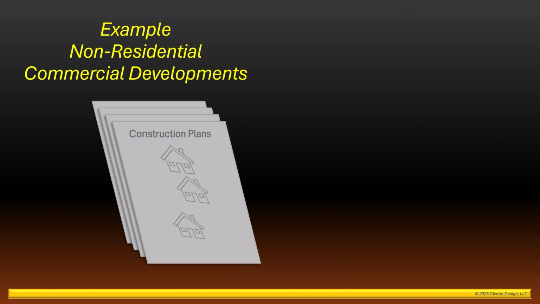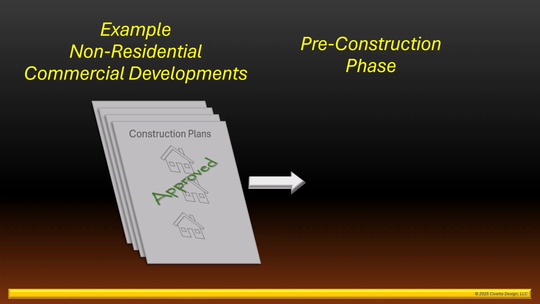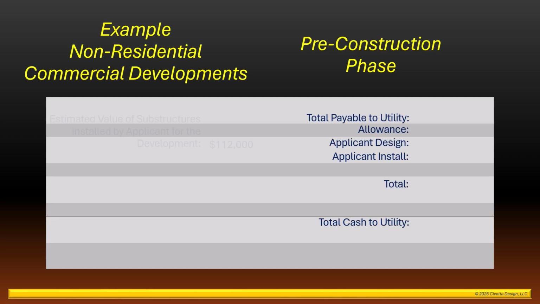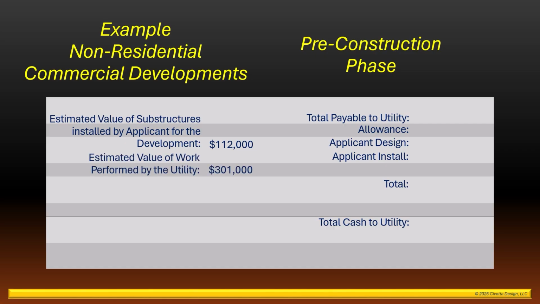Once the construction plans were completed and approved, the project advanced to the pre-construction phase. During this period of time, the utility was then able to provide a construction estimate to determine the estimated construction costs, allowances, and credits. They will first determine the estimated value of the substructures to be installed by the applicant for the work related to the commercial development, $112,000. Second, they will determine the cost of the portion of the work to be completed by the utility, $301,000. The total of $413,000 is what needs to be paid to the utility prior to starting any work.